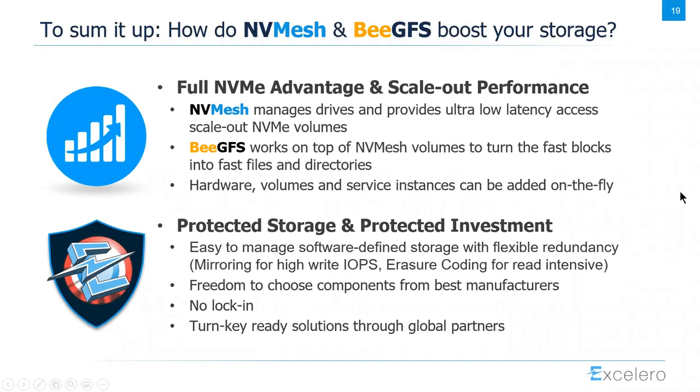And in the case of NVMesh, you also have data protection at the block device level, built in NVMesh through mirroring or erasure coding. Neither NVMesh nor BeeGFS is tied to a specific vendor. So you don't have any lock-in. You don't have to buy specific hardware to use those products. You can install it on your own hardware if it provides what is needed by NVMesh, which is essentially NVMe devices and a lot of bandwidth. So you don't have a lock-in.